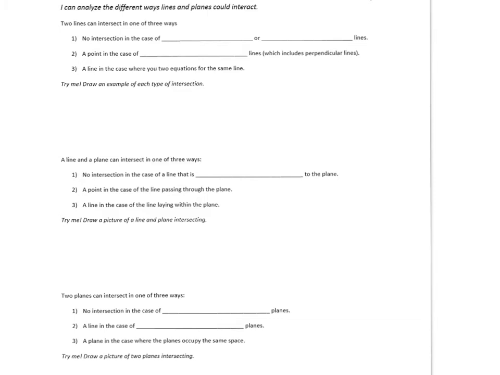Now we're going to look at the different ways that lines and planes can interact. 2 lines can intersect in one of 3 ways. They can have no intersection in the case of parallel or skew lines. They could intersect in a point in the case of intersecting lines. Or they can intersect in a line when in fact you have the equation of the same line.